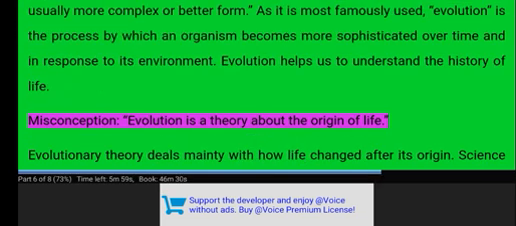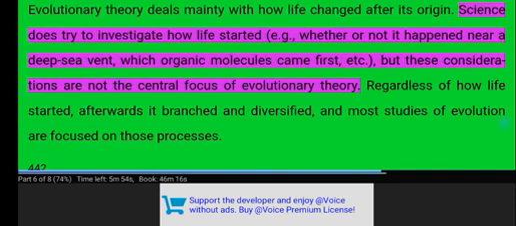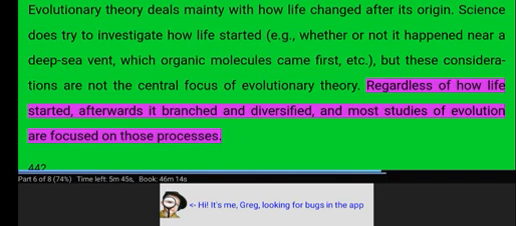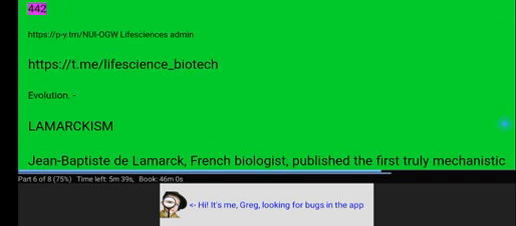Misconception: evolution is a theory about the origin of life. Evolutionary theory deals mainly with how life changed after its origin. Scientists try to investigate how life started, e.g., whether or not it happened near a deep sea vent, which organic molecules came first, etc., but these considerations are not the central focus of evolutionary theory. Regardless of how life started, afterwards it branched and diversified, and most studies of evolution are focused on those processes.